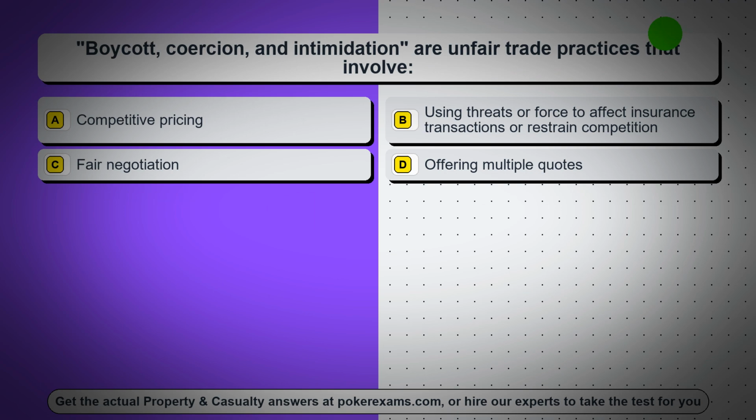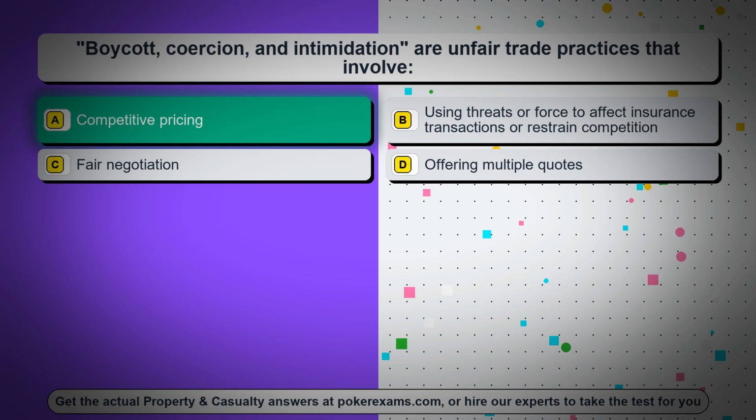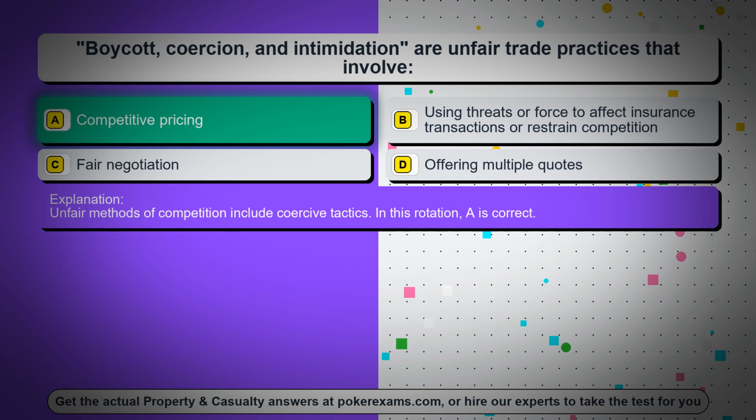Boycott, coercion, and intimidation are unfair trade practices that involve option A, competitive pricing, option B, using threats or force to affect insurance transactions or restrain competition, option C, fair negotiation, option D, offering multiple quotes. The correct answer is option A, competitive pricing. Unfair methods of competition include coercive tactics. In this rotation, A is correct.